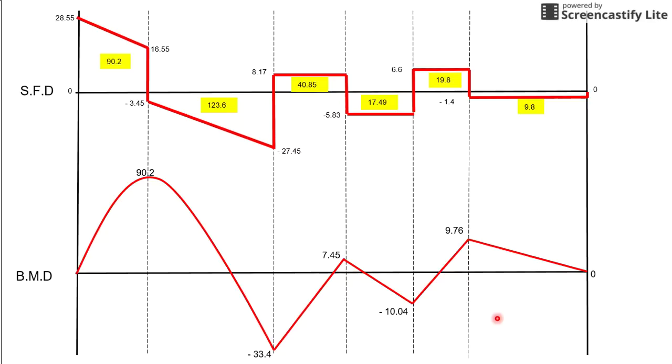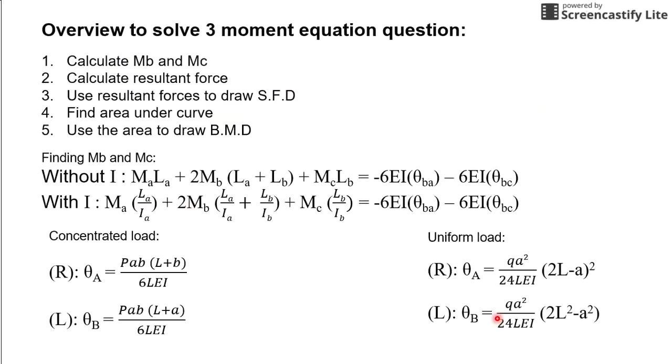So that's it for this part of the video. This is how you draw your SFD and BMD diagram. Let's just go through some of the important points for you to solve a three-moment equation question. So the first step is to calculate your MB and MC. If you forget how to do it or you need help, you can watch the step 1 video. The second step is to calculate your resultant force, which you can watch the step 2 video to learn how to calculate the resultant forces.